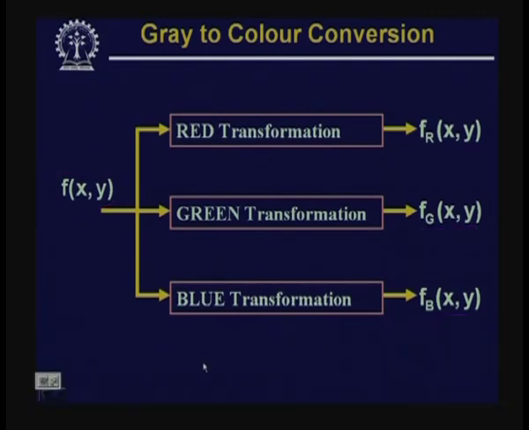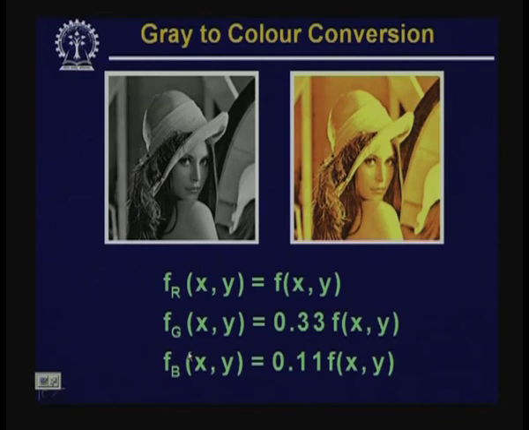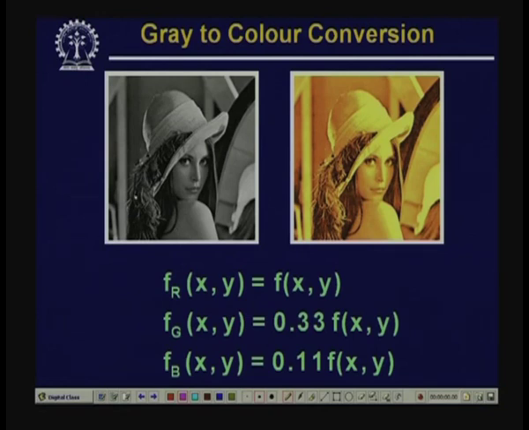Now, let us see what kind of color images we can obtain using this grayscale to color transformation. So, in this diagram, on the left hand side we have an intensity image or a black and white image, which is transformed into a color image. On the right hand side is the corresponding color image, and the color transformations that have been used are like this. Here we have used f_r(x,y) equal to f(x,y).